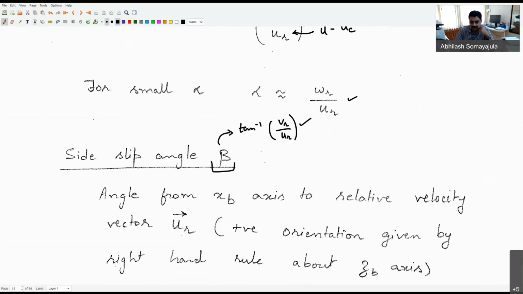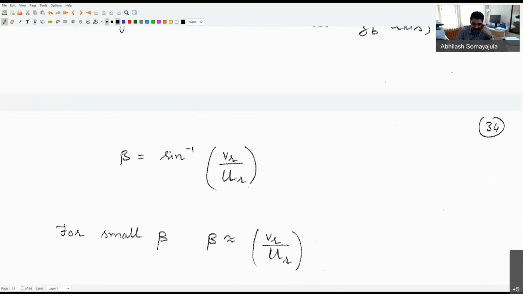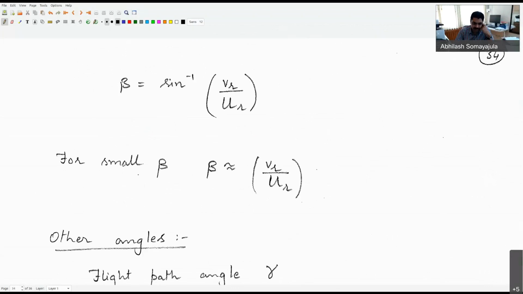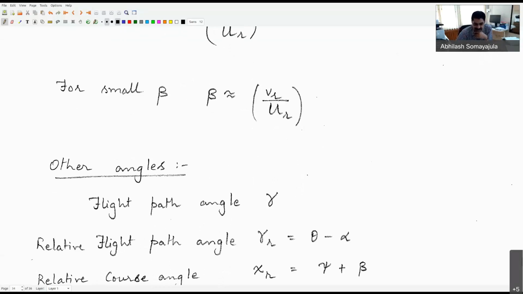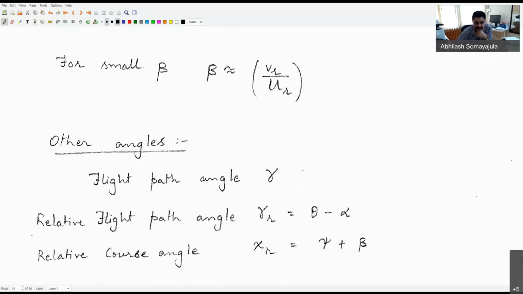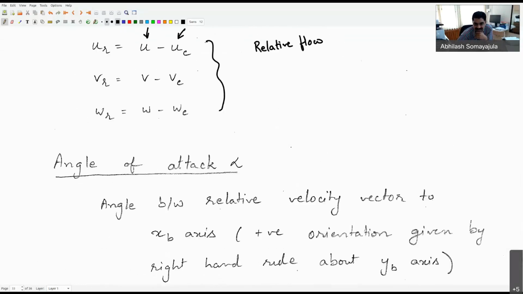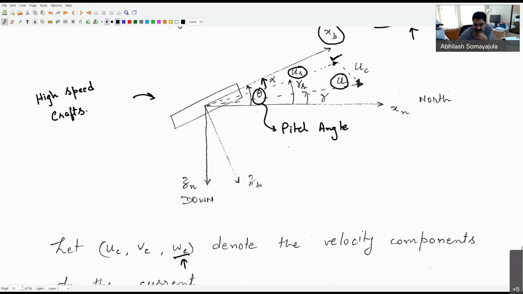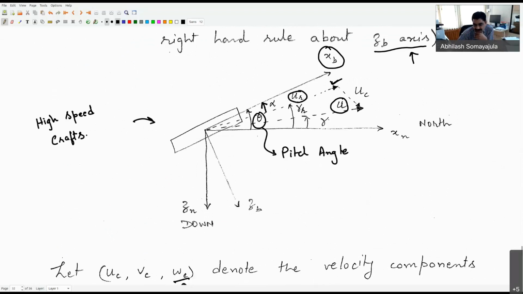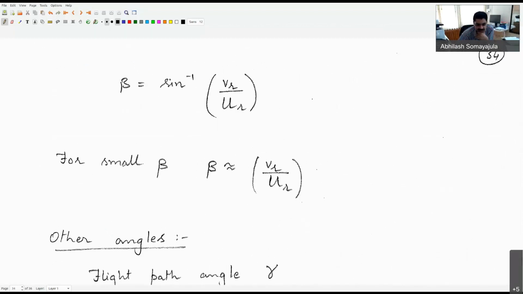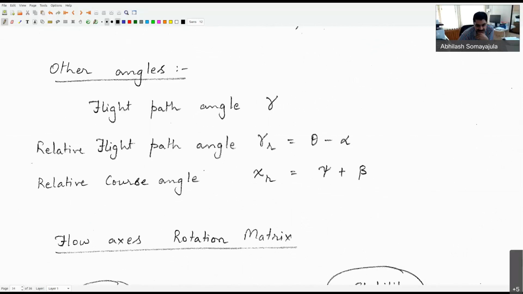The same thing I can also define as sine inverse of VR by capital UR. And when you have a really small side slip angle, beta can be approximated as VR by capital UR. There are a couple of other angles called flight path angle and relative flight path angle. These are defined in the vertical plane. Flight path angle is the angle which your velocity vector makes to the x-axis. Relative flight path angle is what your relative velocity vector makes with the x-axis. Those are the two things which we did not talk about. They are not going to be too relevant for our purposes.